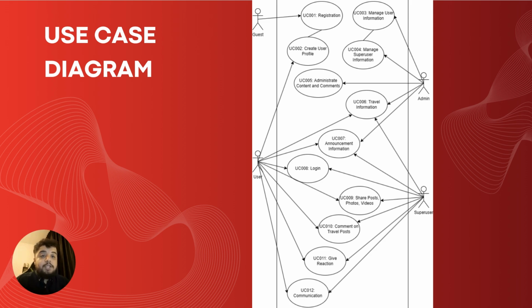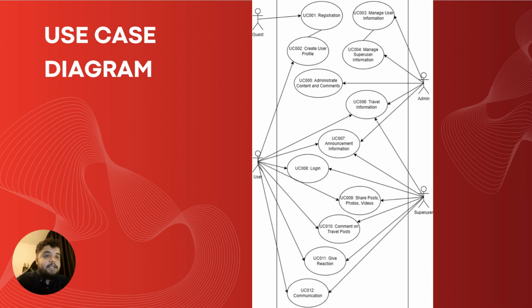For the use case diagram, we have 12 different use cases with 4 actors. The first actor is the guest. The guests are only able to get into the system and see the home page or the guest page, and from there they can go to registration or login. Since they are not an active user, they need to register first. So the only thing they can do is go to the registration page and register themselves there.